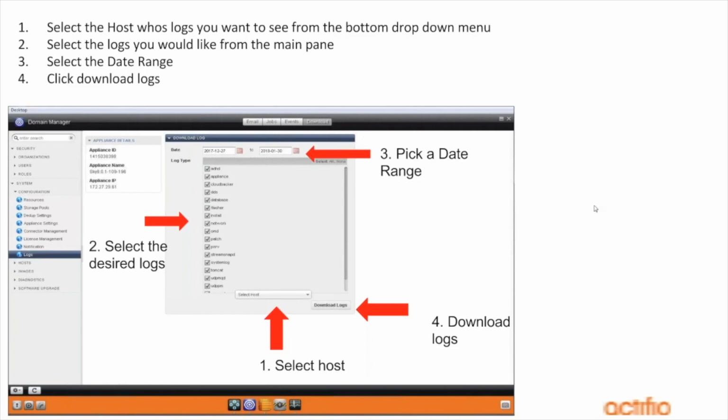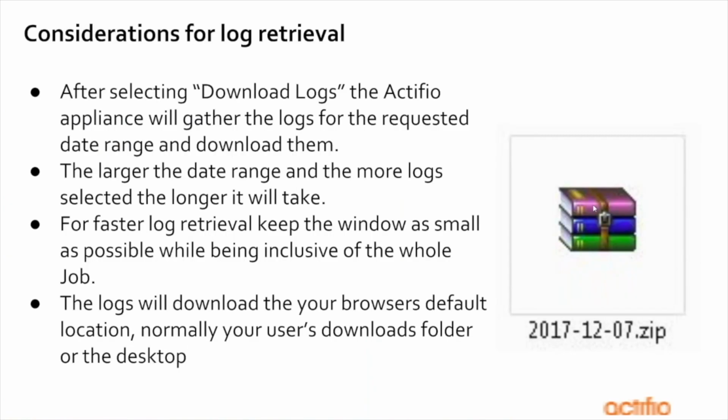Now the download logs button will actually take all those logs, make a copy of them, zip them into an archive, date that archive, and then it will download them to whatever is the default path for your default browser. Generally, this is either going to be the downloads folder under your user profile or sometimes right on your desktop. And again, the larger the date range is, the more logging you will get. However, the longer this is going to take to gather these logs, compress them, and then transmit them to you.